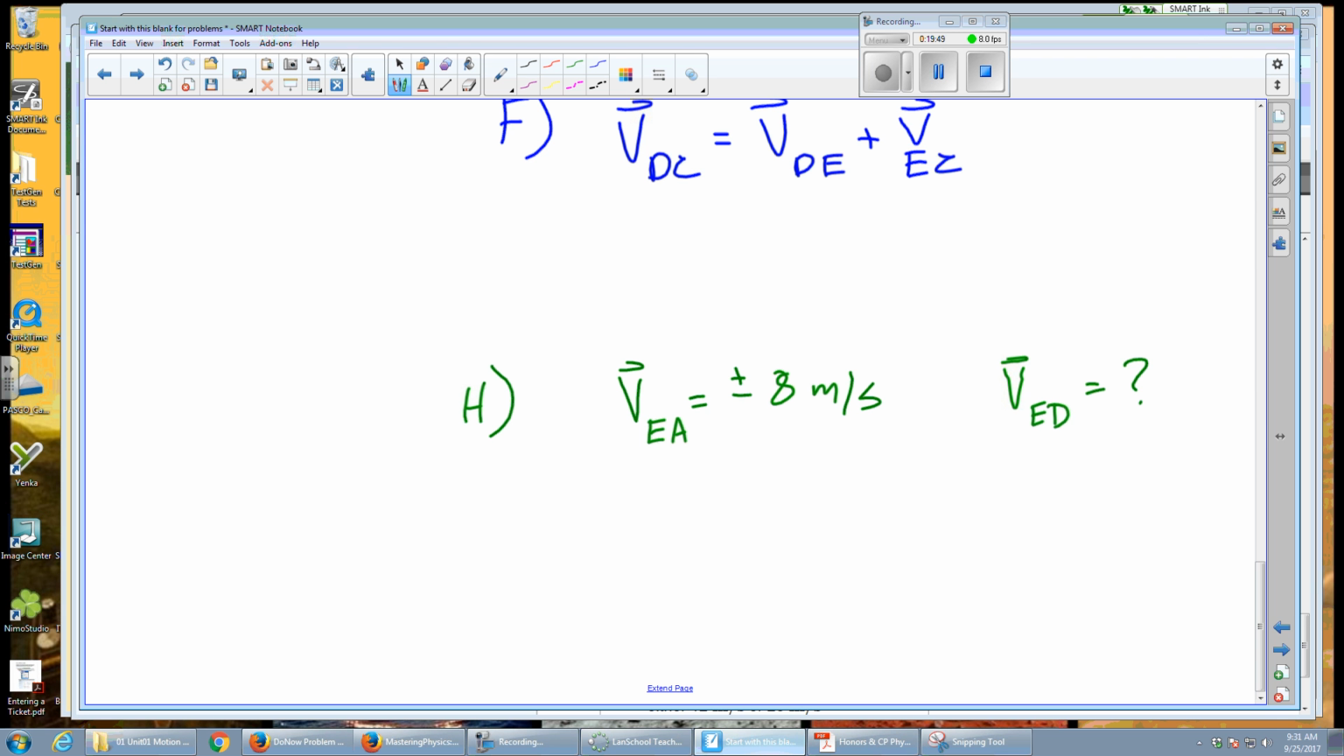So we could do that the velocity of ED equals the velocity of EA plus the velocity of AD. Right?